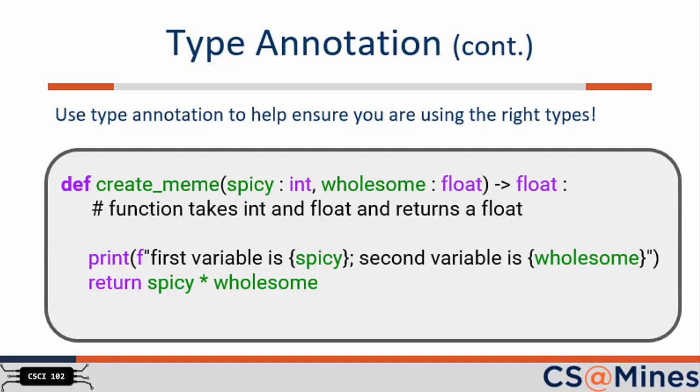This slide modifies the previous function. Now notice that the input to the function is an integer and a float, and that the output or return of the function is also a float. The return statement will first multiply the two input variables and then return a float.